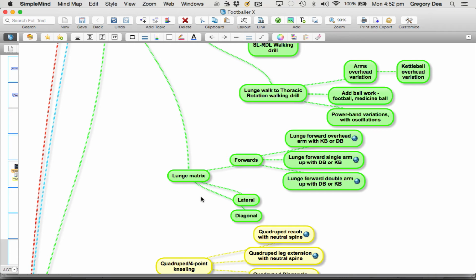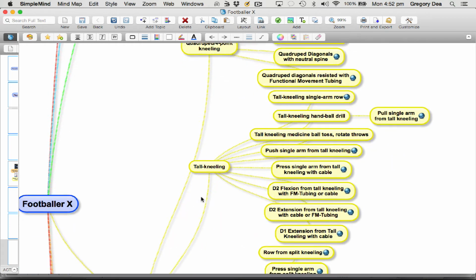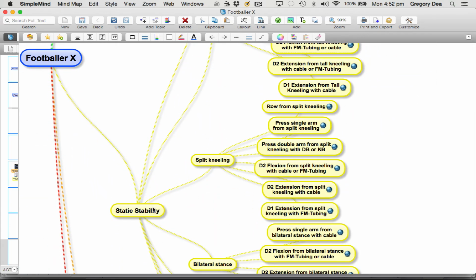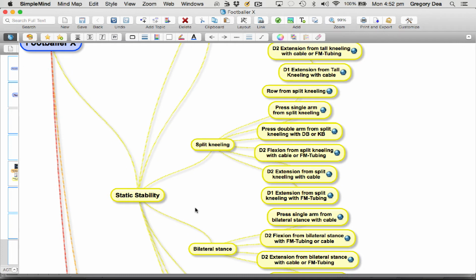I said to him, whoa, before you do dynamic stability work, you've got to have done static stability work. This is a concept where the joint that you're trying to rehabilitate, in coordination with the segments above and below it, are held stable whilst another part of the body is moving around it.